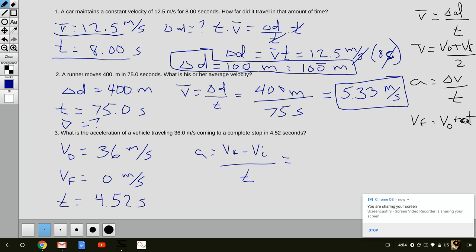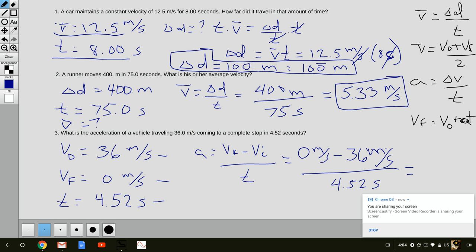It's the same equation. So my final velocity here, be disciplined on what it is. Again, this is why I label what everything is over here. It keeps it straight. My final velocity is 0. It needs to be there. That's meters per second. Minus my 36 meters per second over the amount of time it took, 4.52 seconds. We punch this into the calculator and round it to 3 sig figs.